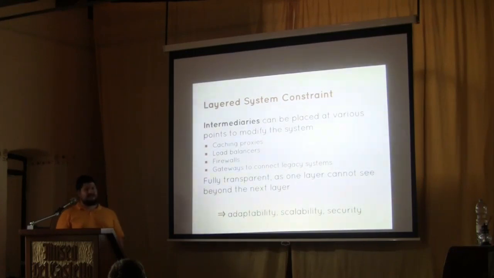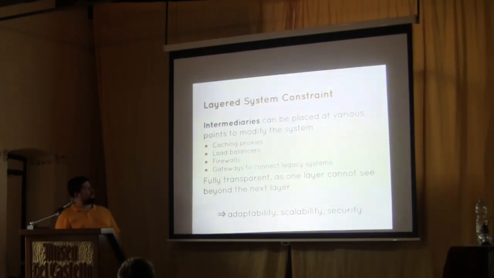So the next constraint is layered systems. We already learned about this. We saw these intermediaries, these proxies in there. They're good for caching. You could have load balancers that hide that there's a huge compute farm behind the one machine you're talking to. Firewalls you can put in between. And all these gateways to connect legacy systems.